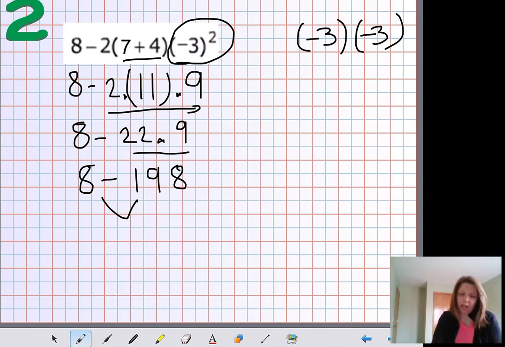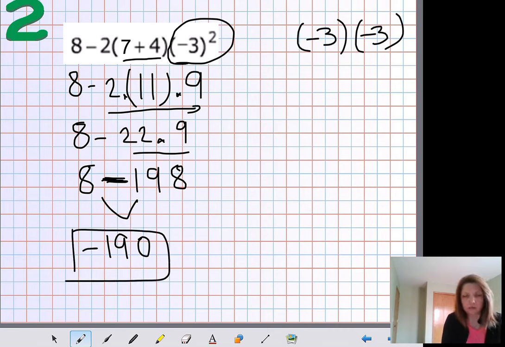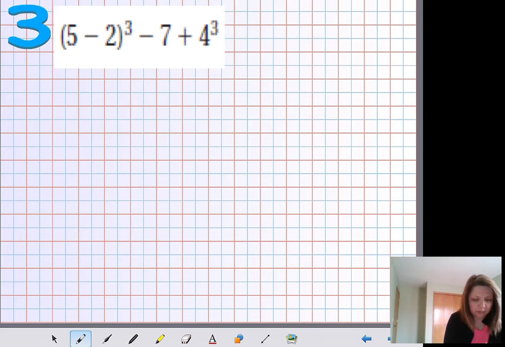We have one positive, one negative number. How do we combine those integers? So we take away, and the answer for the take away will be 190, and because 198 has a negative sign in front as the larger number, my answer will also be negative. So negative 190 will be the answer for this example. Let's take a look at another one.